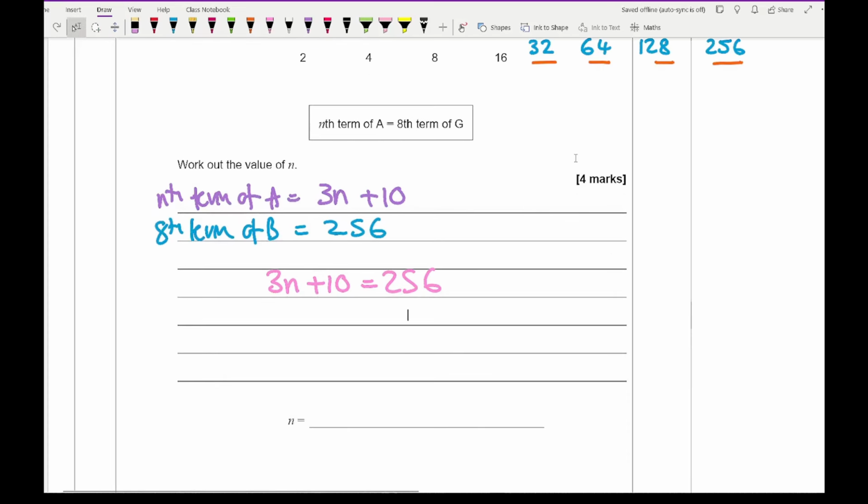Now for them both to be equal, we've got 3n plus 10 equals 256, and you can see I've created an equation. So here I just need to solve it. I take away 10, so I've got 3n equals 246, and so n equals 246 divided by 3, and that gives me an answer of 82.